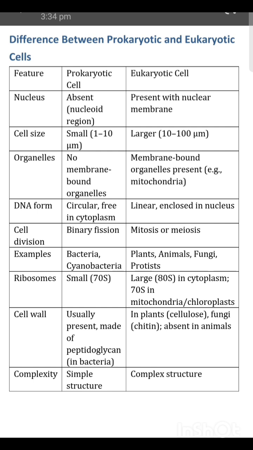Talking about the complexity of both the cells, the prokaryotic cell has a very simple structure, very basic internal organization in fewer parts, but eukaryotic cells have complex structure, has many different parts with specific function.